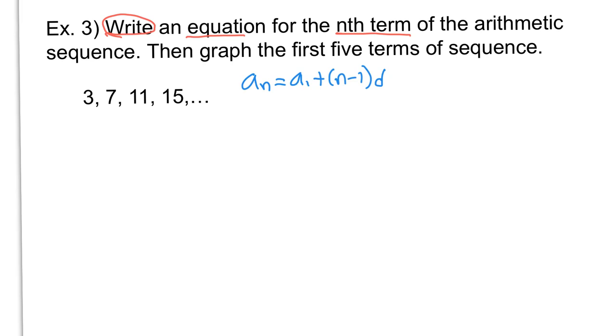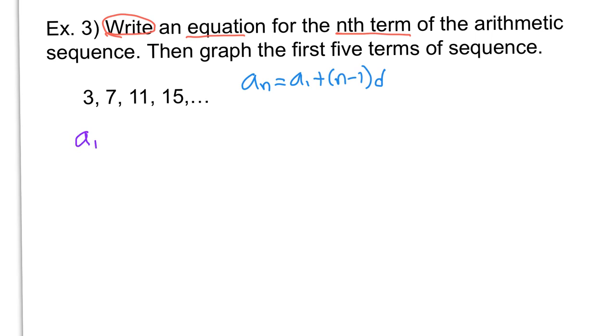We know the first term in this sequence. The sequence is 3, 7, 11, and 15. So my first term is 3. I can find the common difference, so I have to find the pattern. Then I'm going to substitute to find the equation of the arithmetic sequence. So let's write that down.